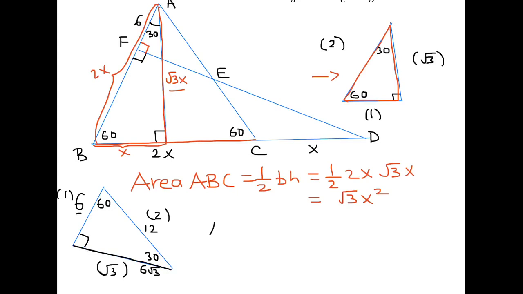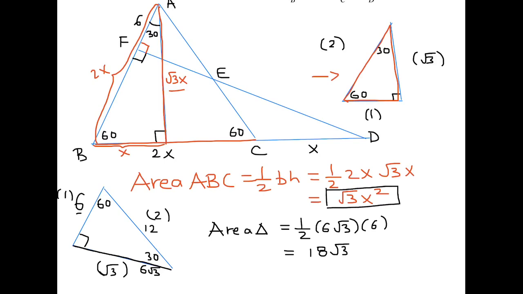So the area of this small triangle is 1/2 base times height. The base is 6 root 3. And the height is 6. So we have here 18 root 3. Okay? So the area of the quadrilateral, as I previously mentioned, is going to be the area of the full triangle minus the area of the small triangle.